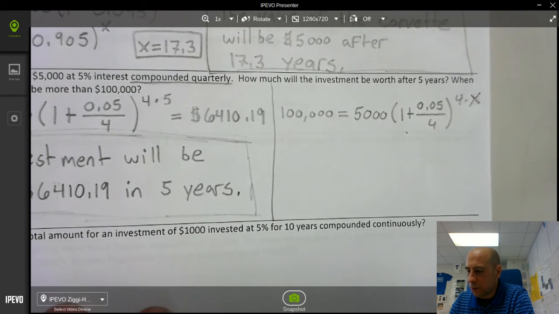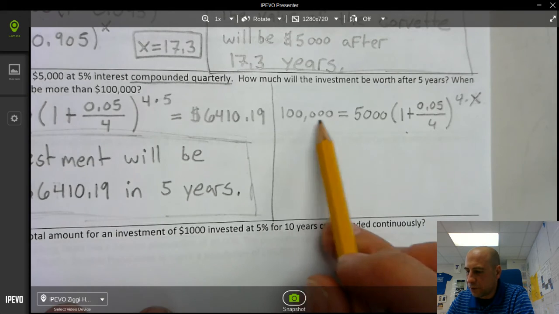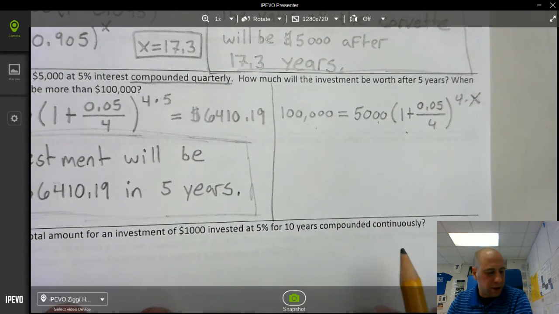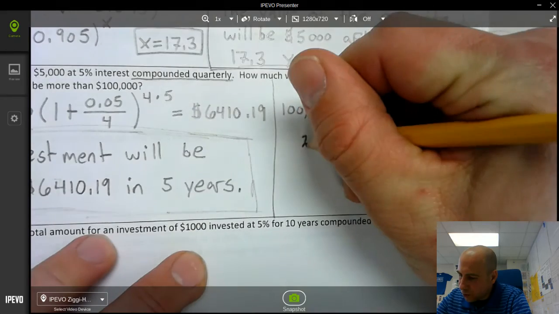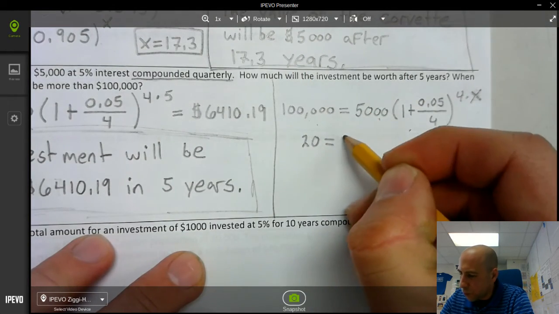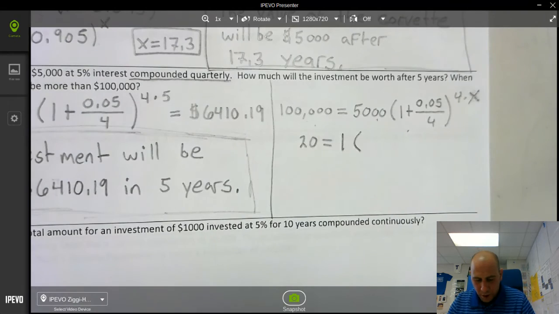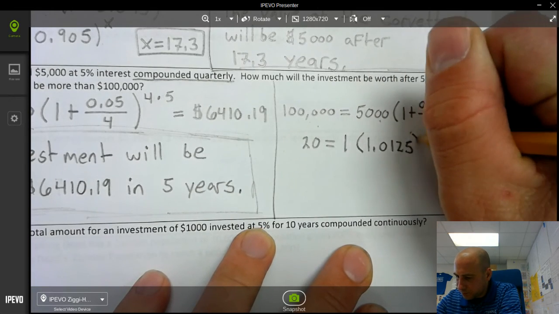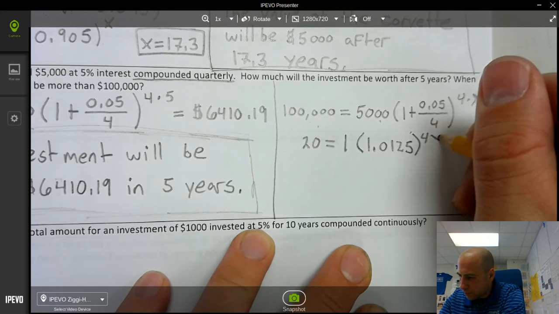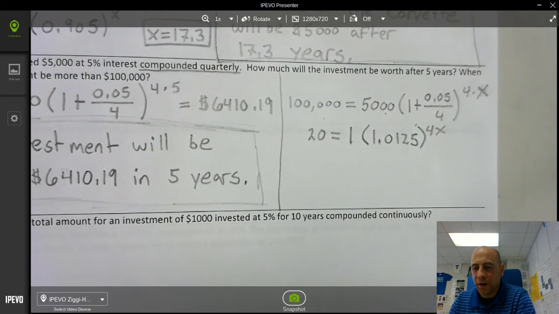Okay, so again, we're going to solve by graphing, but we're actually going to divide both sides by 5,000 to make the number smaller, to make graphing easier. So when you divide both sides by 5,000, 100,000 divided by 5,000 is 20. So 20 equals 5,000 divided by 5,000 is 1, parentheses, 1 plus 0.05 divided by 4 is 1.0125, raised to the 4x. Go ahead and write that down, and then once you have it written down, we'll solve it by graphing.